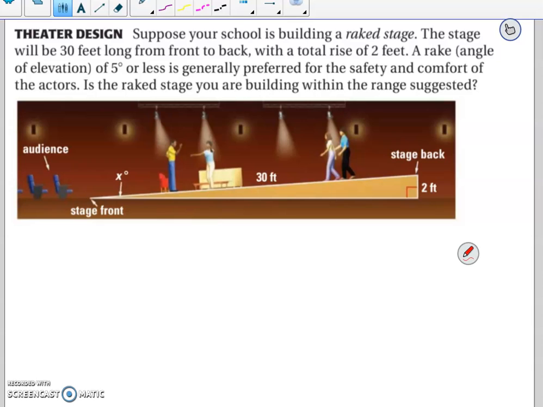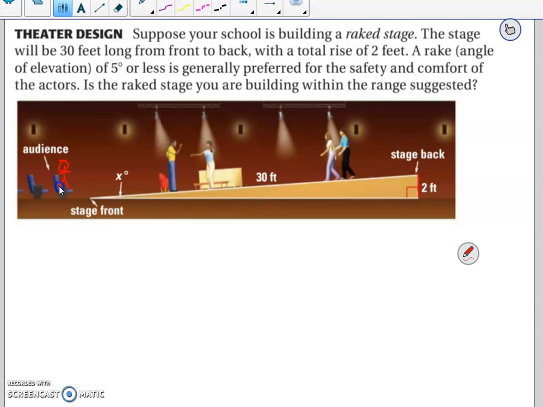Let's take a look at the last problem that we've got here. So this is a theater design, and you can see the front of the stage over here, and somebody standing on their chair. You shouldn't do that. Sit down, you're going to get hurt. That's the front of the stage, and the back side of the stage is actually raised up a little bit. In some theaters they do this so that the audience can see everybody on stage a little bit better, not just the people in front. And that's called a raked stage.